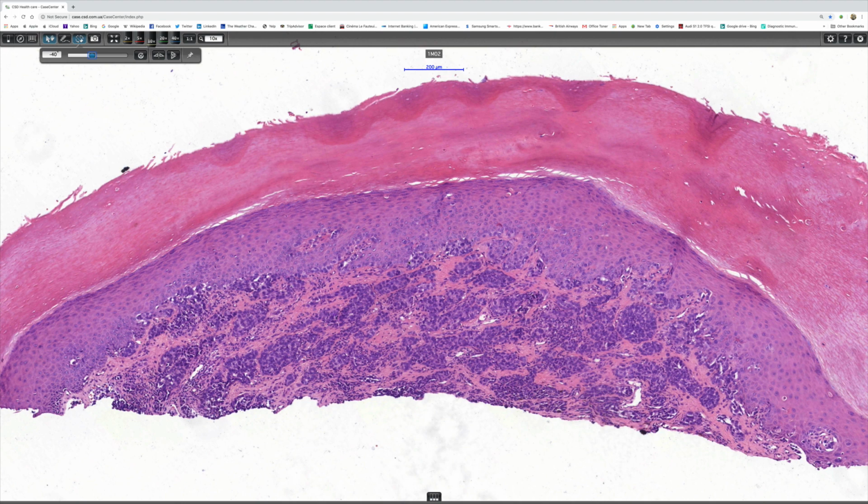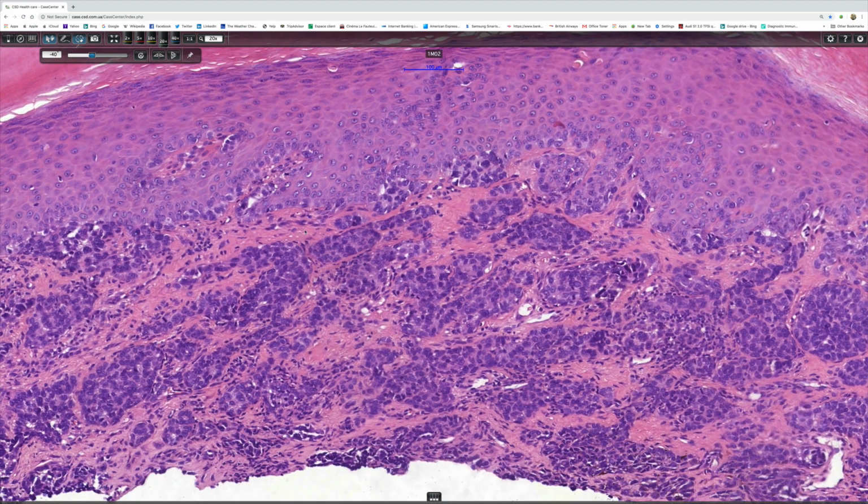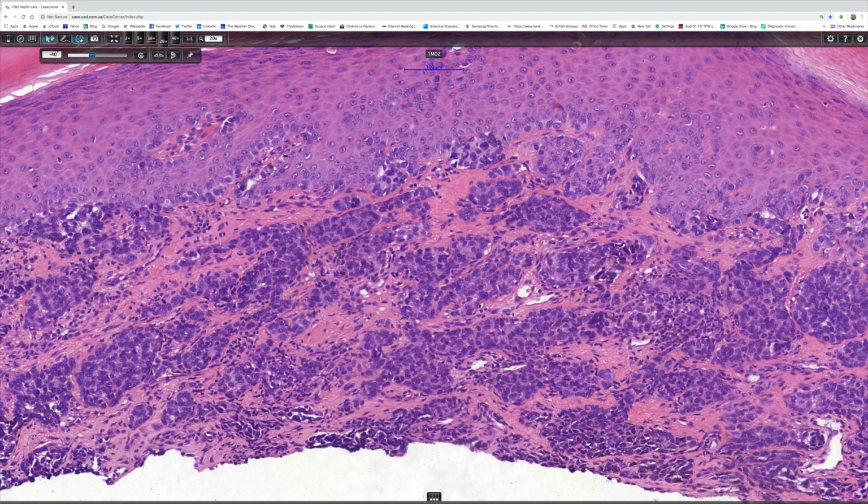In this field, one can see there are scattered foci of junctional activity, but there's not much in the way of pagetoid spread. And we'll look at it a bit closer. And you can see from this field how similar these cells are to type B nevus cells, except they're perhaps a bit larger. And most importantly, there's no evidence of maturation with depth.